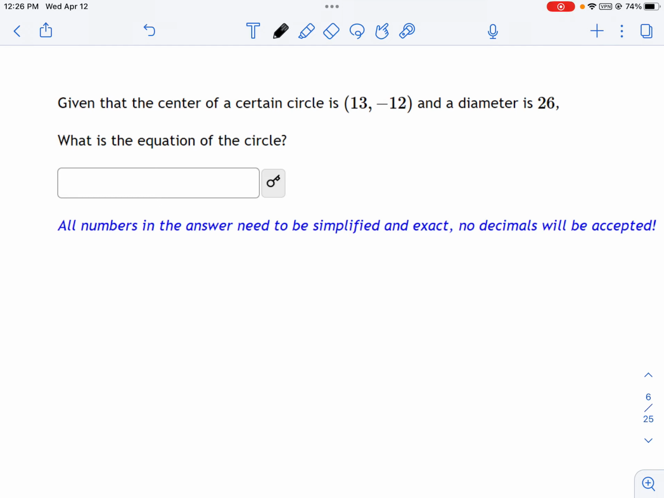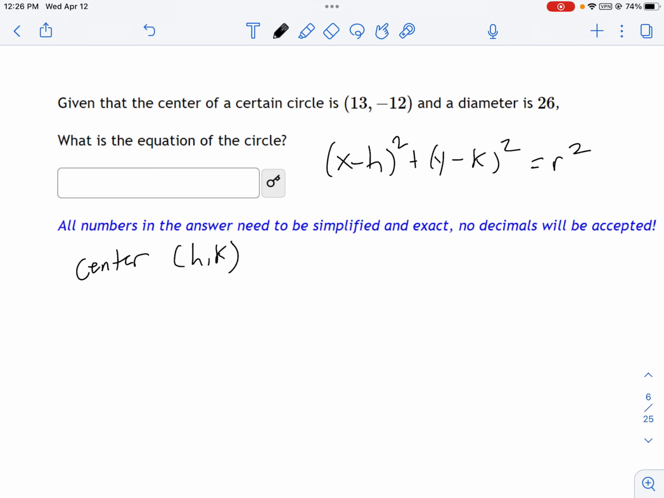First thing you've got to know is the general equation of a circle, which is (x - h) squared plus (y - k) squared equals your radius squared. Knowing that is helpful because the center is always (h, k), so we already know two thirds of all the stuff we have to find, right?